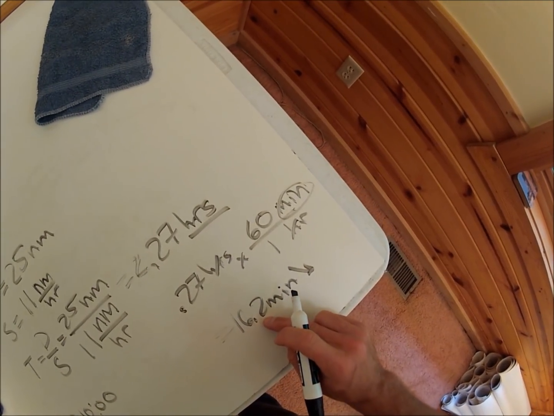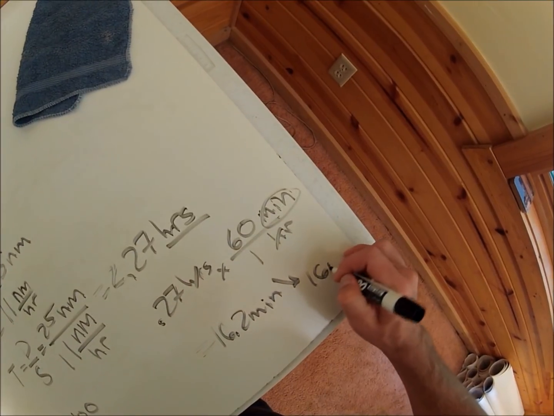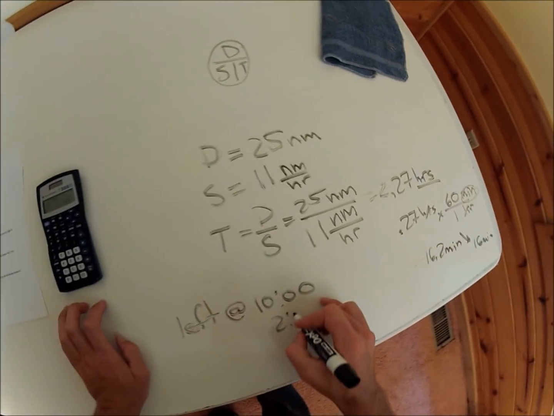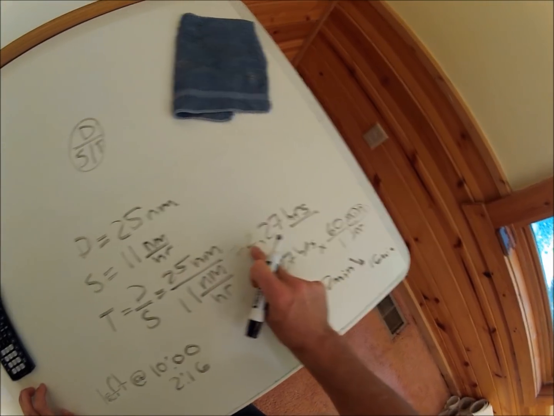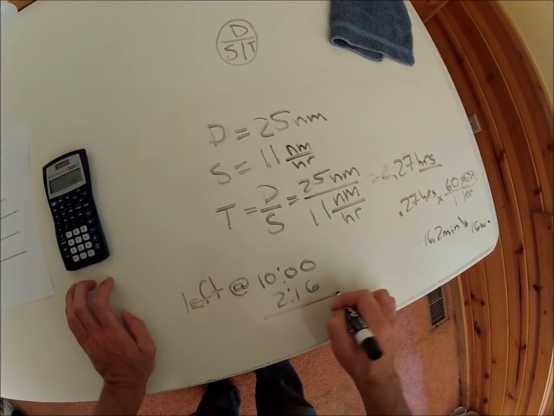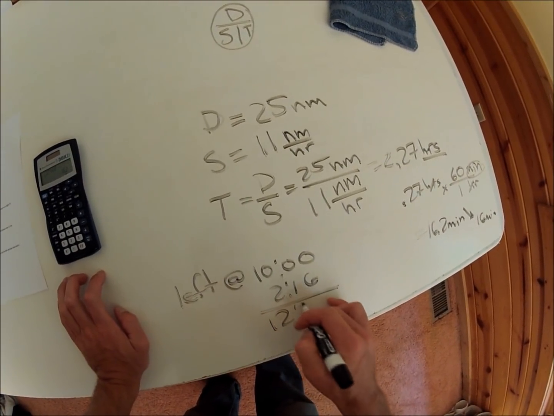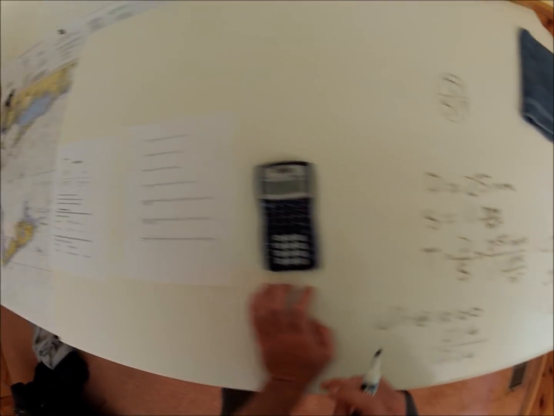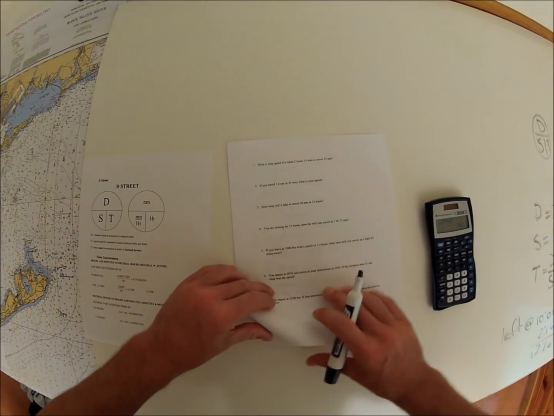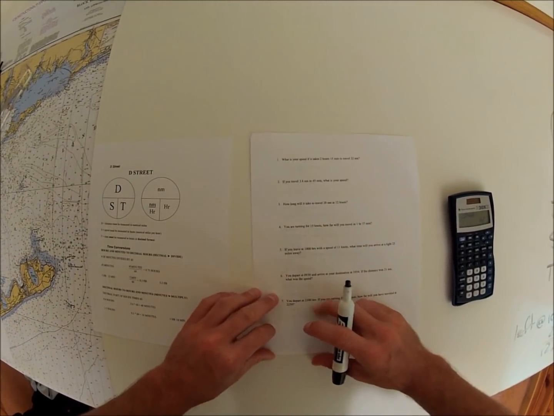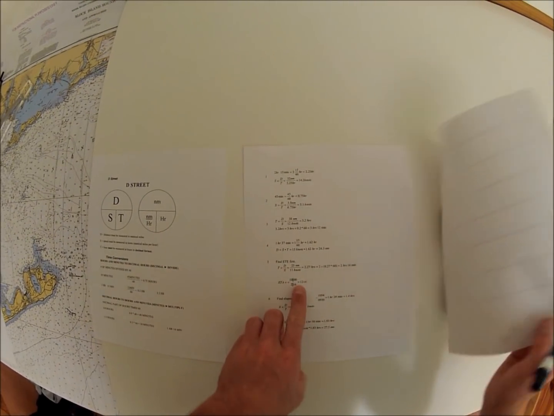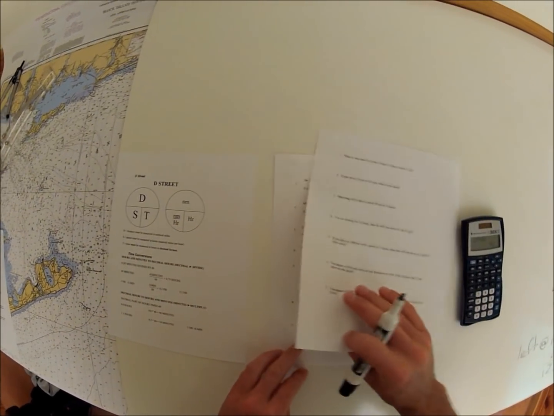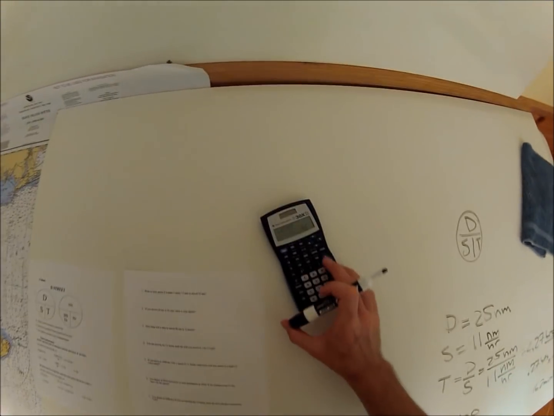This is lower than 0.5, right? 16 minutes. So 2 hours and 16 minutes. We'll be there at 12:16. Let's see the answer to 5. 12:16. Let's do 6.